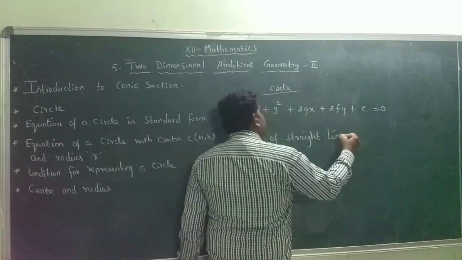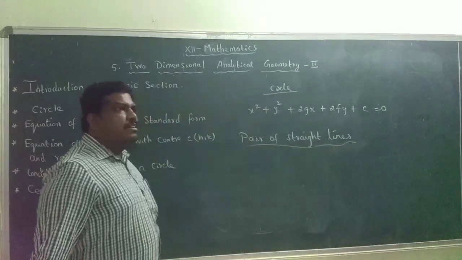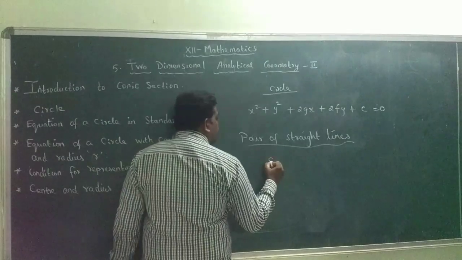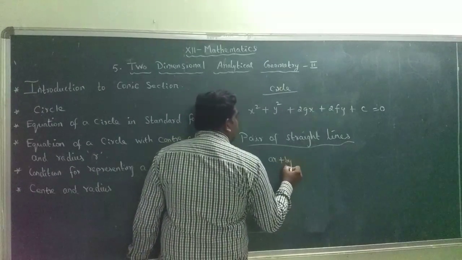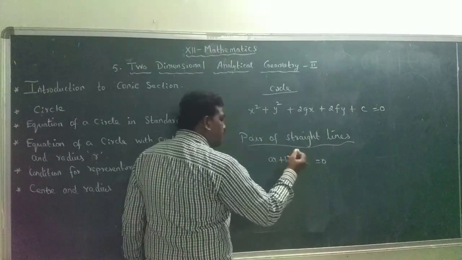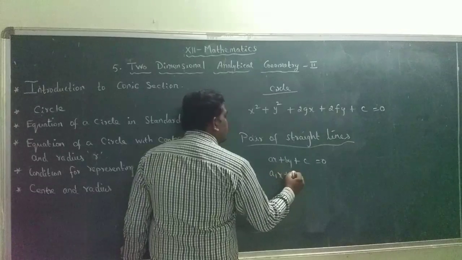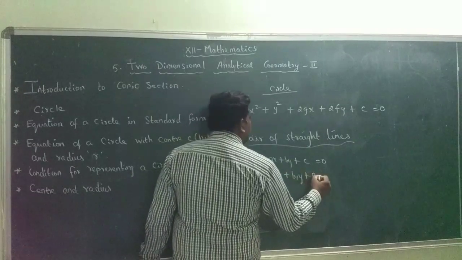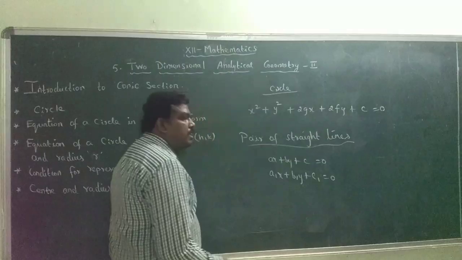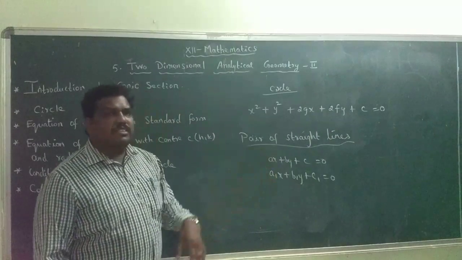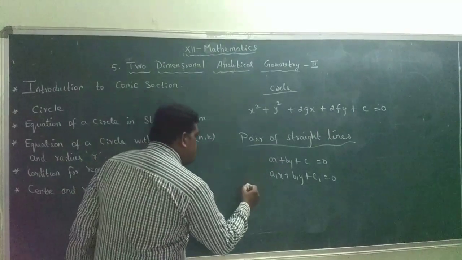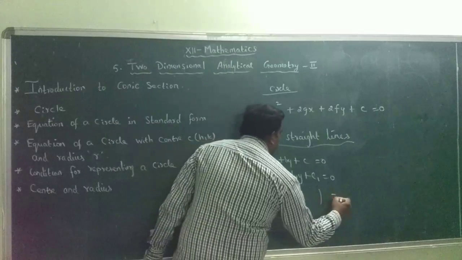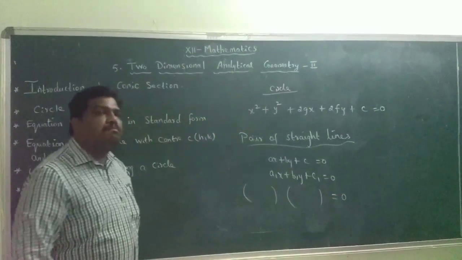அது என்ன சார் pair of straight lines? இது ஒரு straight line, ax plus by plus c equal to 0. இன்னொரு straight line a1x plus b1y plus c1 equal to 0. So these are called two straight lines. இந்த ரெண்டு straight line-ஐயும் நீங்க product பண்ணீங்கன்னா அதுக்கு பேர்தான் pair of straight lines.